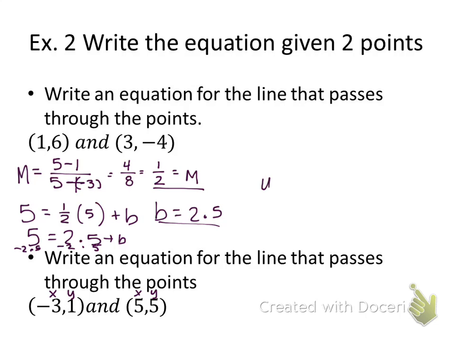So I can write my final answer as y equals 1/2 x plus, I'm going to write this as a fraction just because I like to stay consistent. If I start with a fraction, I want to end with a fraction. 5 over 2. That would be our answer for the second example. If you wrote y equals 1/2 x plus 5 over 2, that's also right. Or y equals 1/2 x plus 2.5, that is also right. Okay?